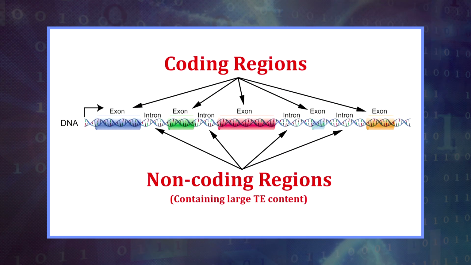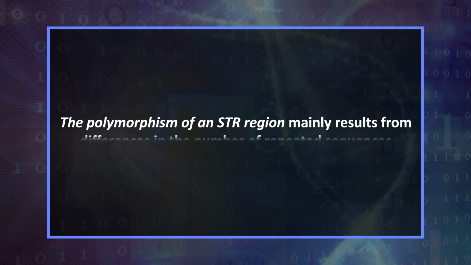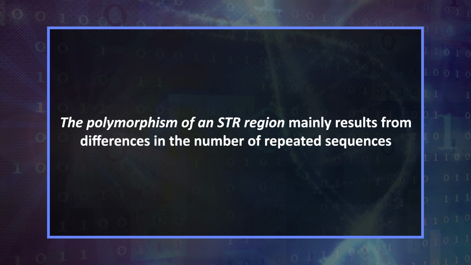The DNA regions that are examined are situated between the coding regions in the DNA, and the STRs do not code for any known characteristics. The polymorphism of an STR region mainly results from differences in the number of repeated sequences. This leads to variations in the total lengths of the STR regions from person to person.